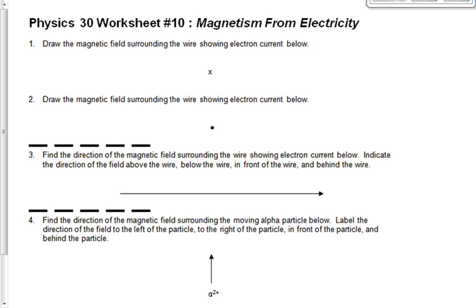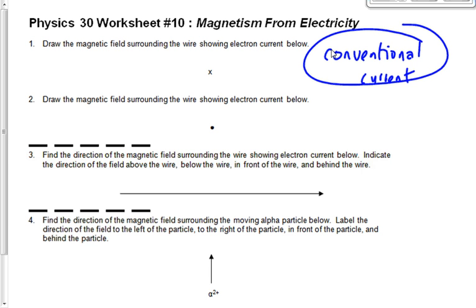Draw the magnetic field surrounding the wire showing electron current below. Electron current is the movement of negative charges, the movement of electrons, which is really the way that it happens inside wires. You may every once in a while see the term conventional current. Listen carefully. You're not going to see this very often, but I have seen it once or twice on the diploma exam. The odds of you seeing it again I don't think are very high at all, but it's possible. Conventional current means the flow of positive charge. Electron current, flow of negative charge. Conventional current, the flow of positive charge. Now, it's really the flow of negative charges through wires. You can't get protons flowing through wires, right?